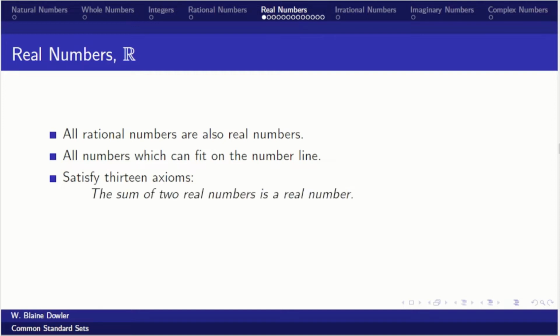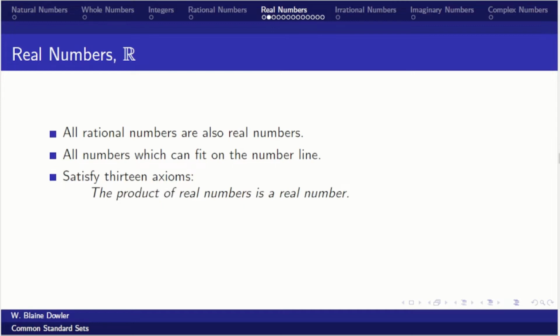The first axiom is that the sum of 2 real numbers is a real number. Axiom 2 says the product of real numbers is a real number. Axiom 3 is what's known as the commutative property for addition. If a and b are real numbers, then the order doesn't matter when you're adding them. 1 plus 2 equals 2 plus 1.